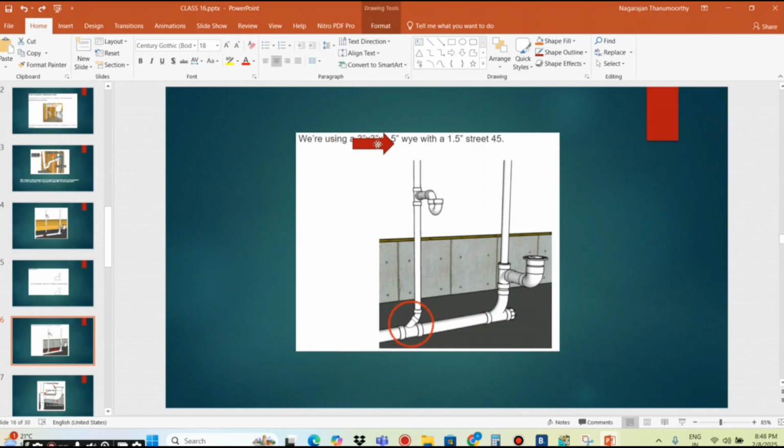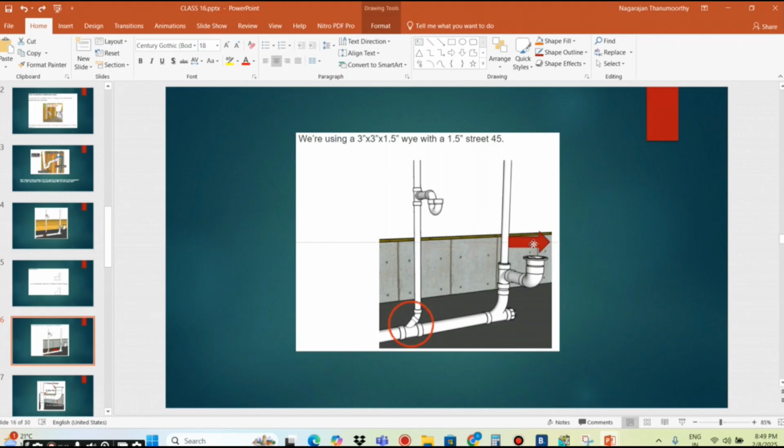So now what we did here, we are using a 3 by 3 by 1.5 inch Y with a 1.5 inch straight 45 degree elbow. Same one, because here the pipe, for example in this setup we used just now, is 1.5 inch. So the same 1.5 inch is coming down. When it comes down, I have used a 3 by 3 by 1.5 inch Y. So here, this branch connection is 1.5 inch and the elbow is also 1.5 inches. But my question: how did the 3 inch come here?